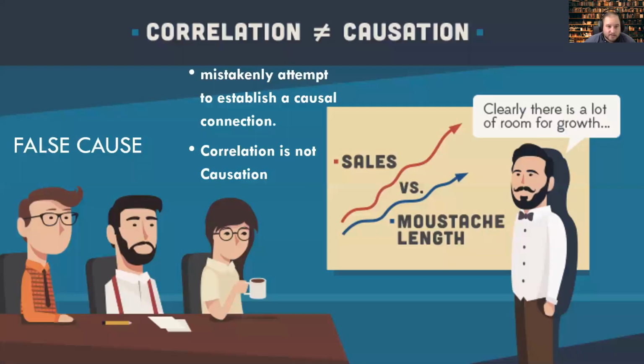False cause is another sort of thing. This plays in this idea of correlation not equaling causation. It goes back to that post hoc fallacy: mistakenly attempting to establish a causal connection. For example, in this picture, the sales increase the longer this guy grows out his mustache. So clearly the mustache is responsible, right? We don't know. We need more evidence in order to establish an actual causal claim.